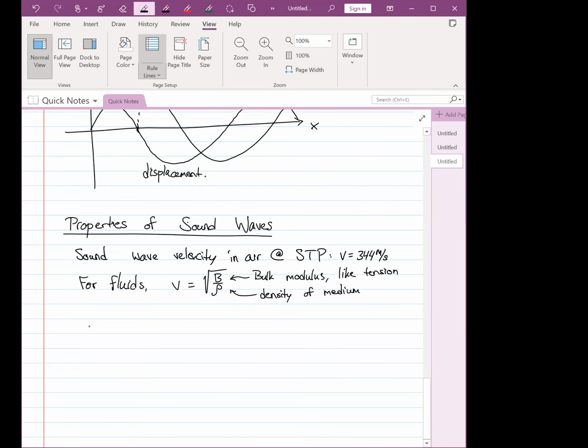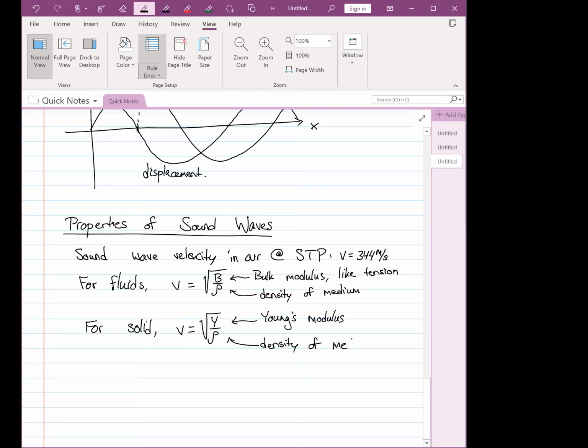Similarly, for solids, so there's only two types of matter that we experience regularly. Those are fluids and solids. Fluids include gases and liquids. It has a very similar formula. It's just Y divided by rho. In this case, Y is something called the Young's modulus, which basically says how springy are the bonds between atoms in the material. And rho is, again, the density of the medium.